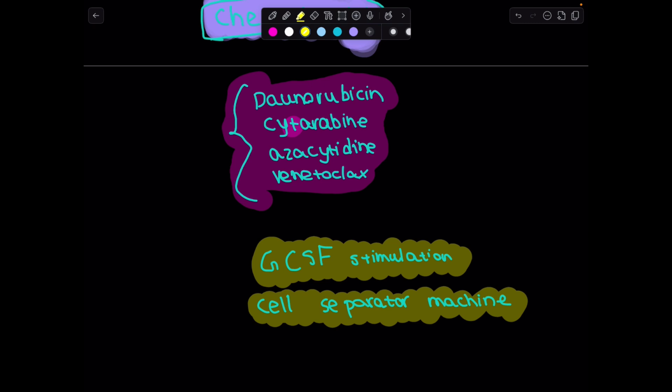The cell separator machine, used in a process called apheresis, works by drawing the donor's blood through a vein, spinning it in a centrifuge to separate stem cells based on density, collecting them in a bag, and returning the remaining blood components to the donor. This provides enough stem cells to rebuild the patient's marrow, restoring normal blood production and hemostasis, which helps protect kidneys, especially in sickle cell disease. Want me to clarify apheresis steps or GCSF side effects?